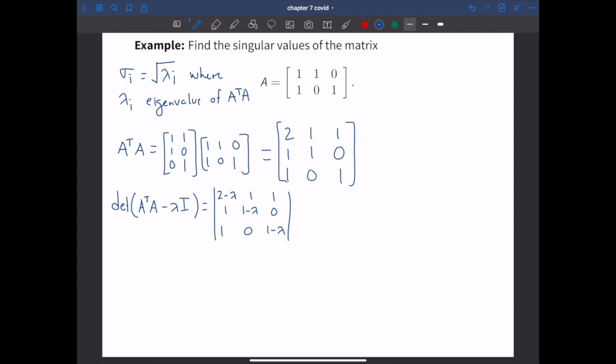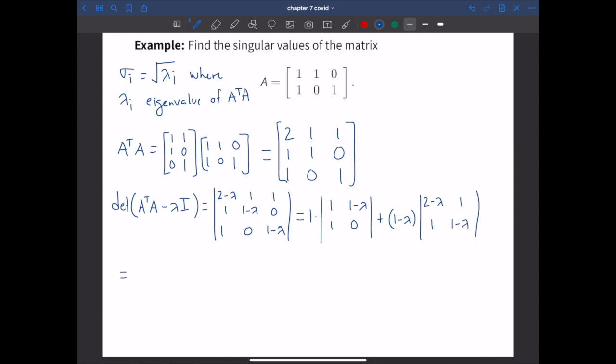Now, there's a bunch of ways we could do this. I'm just going to do cofactor expansion along, say, this third column here. So we're going to get 1 times the determinant of 1, 1 minus lambda, 1, 0. That was in a plus spot, and this is also in a plus spot, so we get plus 1 minus lambda times the determinant of 2 minus lambda, 1, 1, 1 minus lambda.